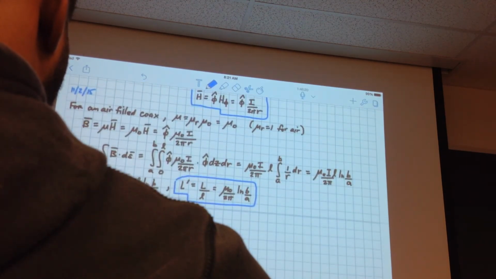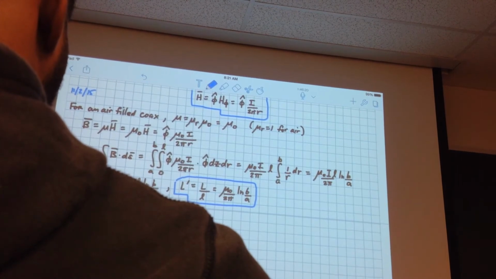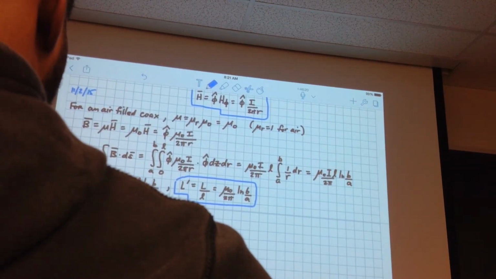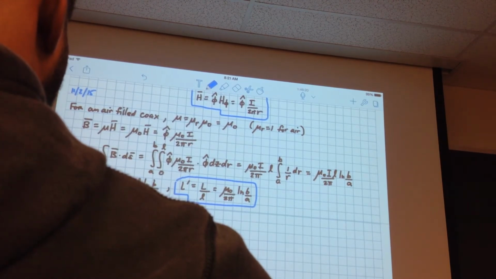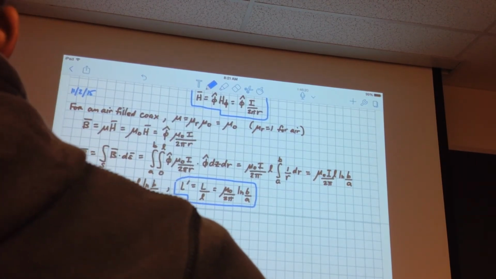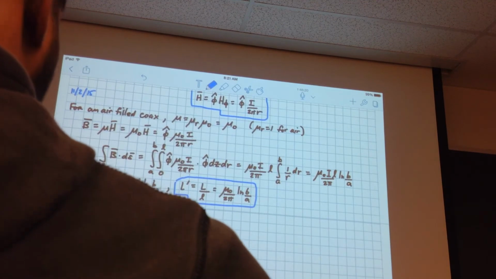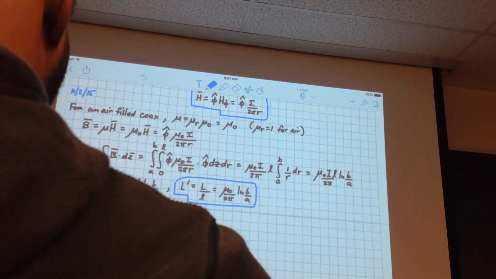All right, any questions on that? There is a nice problem of a solenoid on the homework. We will do another inductance problem. Take a look at that, due on Friday.